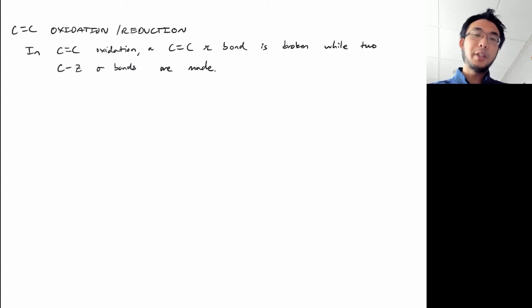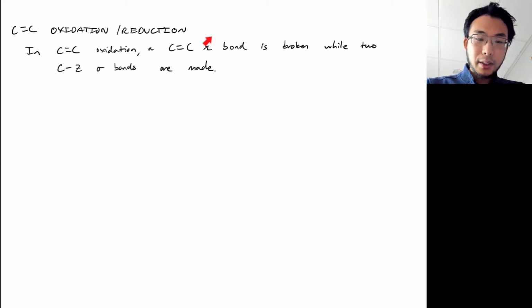In this video, we will learn about how alkenes can undergo oxidation and reduction reactions. We'll start off with oxidation reactions. When we're oxidizing alkenes, what we're thinking of doing is that we're actually going to break the carbon-carbon pi bond and create two new carbon to heteroatom sigma bonds.